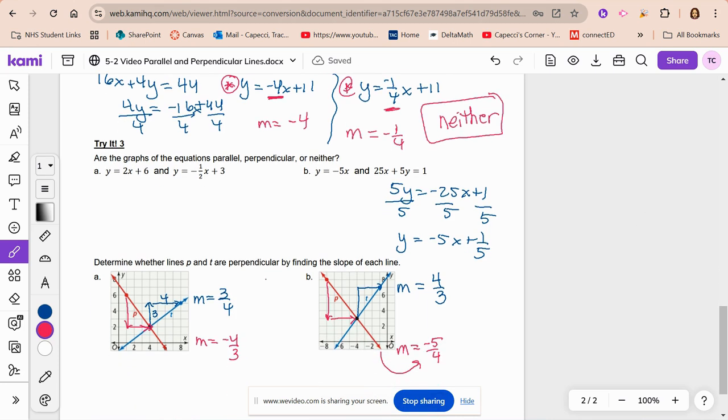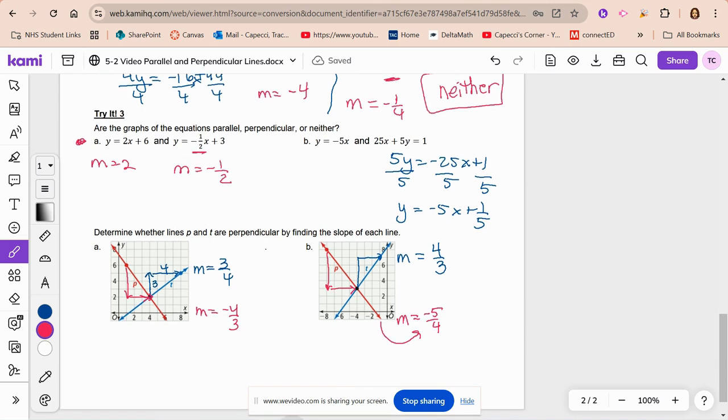Okay. In this example here, they are already in slope-intercept form. So I have a slope here, which is 2, and I have a slope here, which is -1/2. In this case, they are opposite. One's positive, one's negative, and they are the reciprocal of one another. So these lines, if we were to graph them, they are perpendicular.